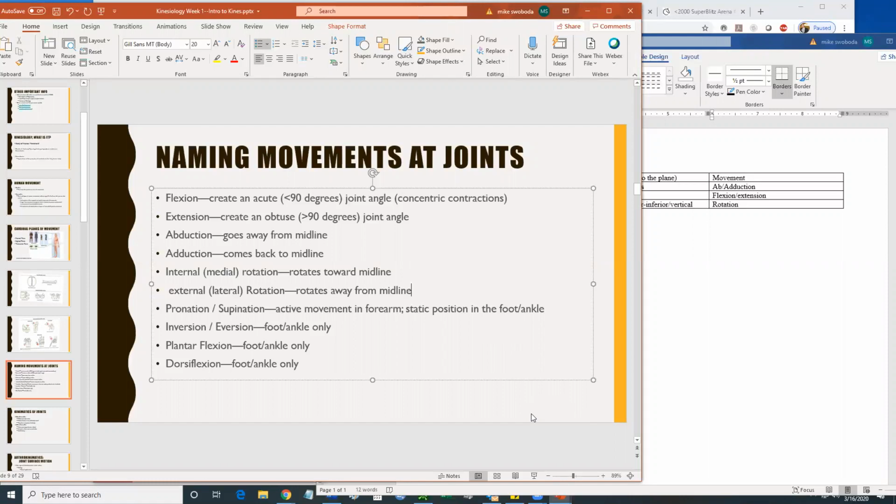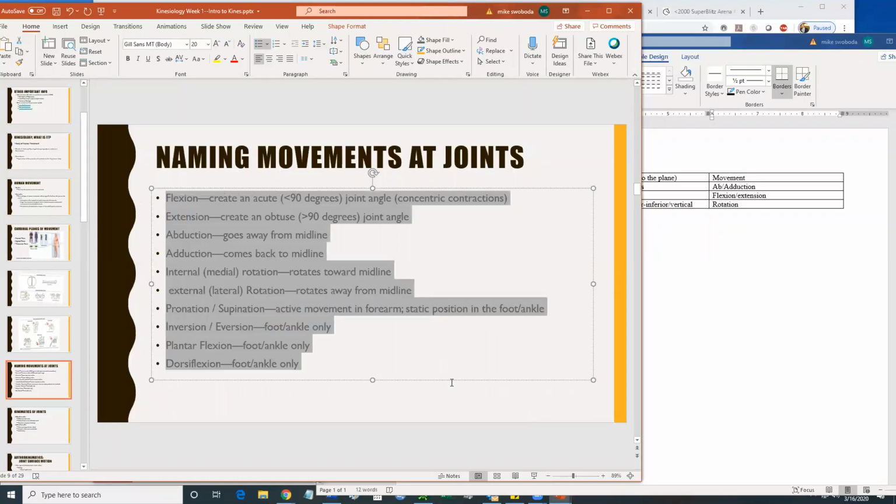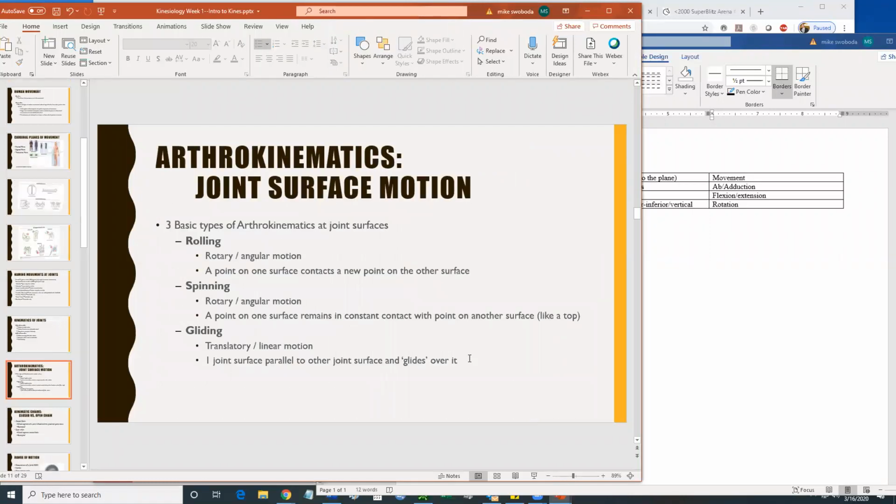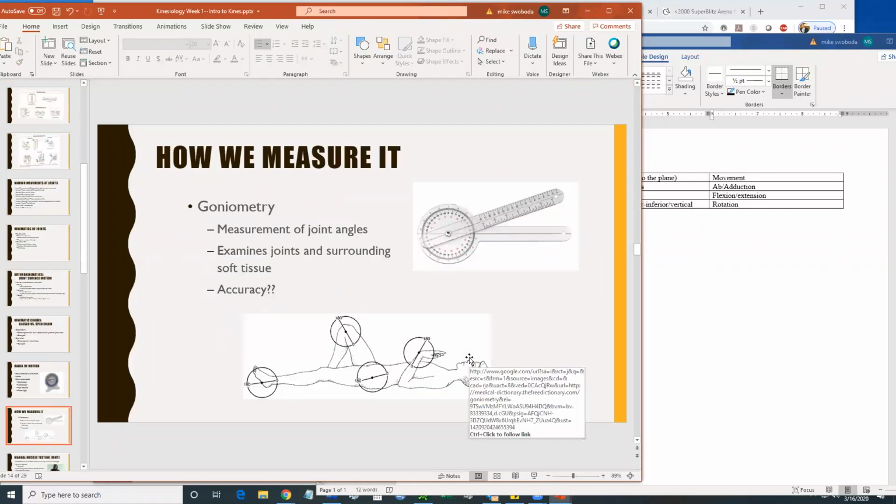Do either of you two right now have any questions on the basic movement? So the planes of movement, axes of rotation, or the naming of the movements of the joints? No, not right now. All right.